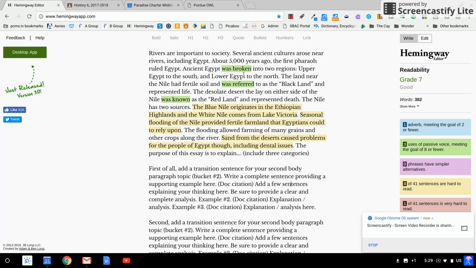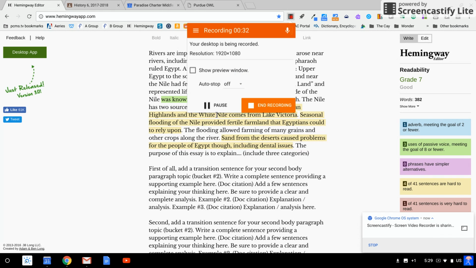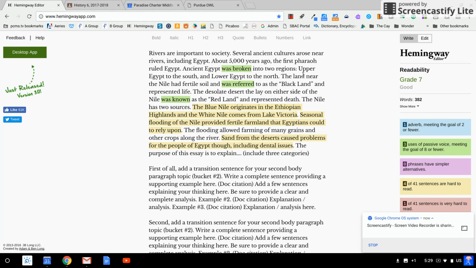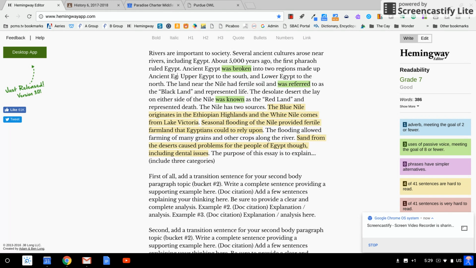Ancient Egypt was broken into two regions, Upper Egypt to the south and Lower Egypt to the north. So it's passive voice because ancient Egypt was broken into two regions. So the subject of the sentence is not performing the action. Instead, we could rephrase this and say, so instead, we could say two regions made up ancient Egypt.